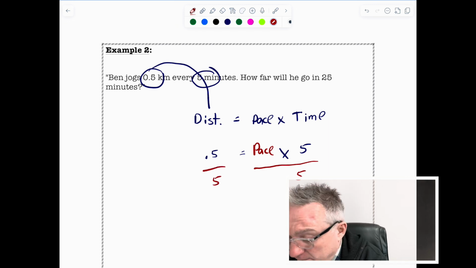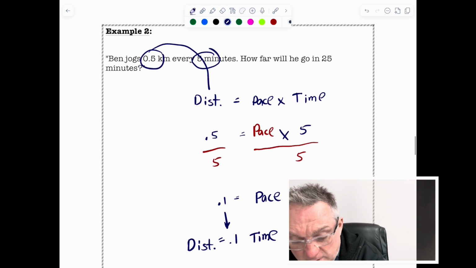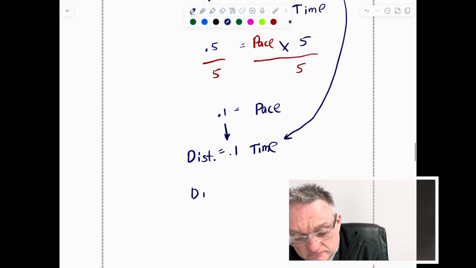And 0.5 divided by 5 comes out to 0.1 again. So his pace is 0.1. So I go back into my formula again, distance equal to 0.1 times time. And they want to know how far will he go in 25 minutes. So I plug in the 25. And that comes out to equal to 0.1 times 25. And that comes out to 2.5 kilometers.